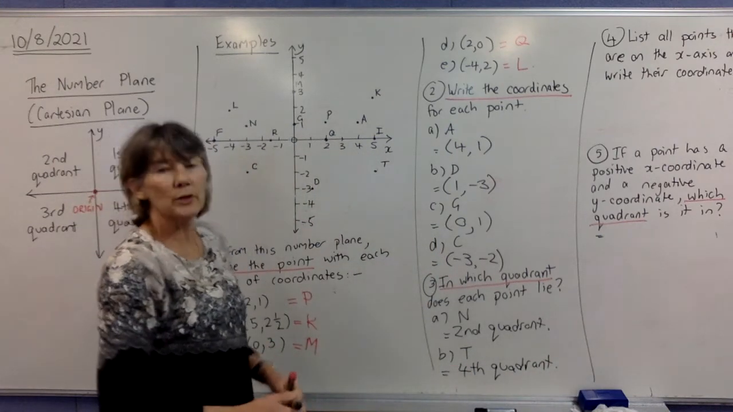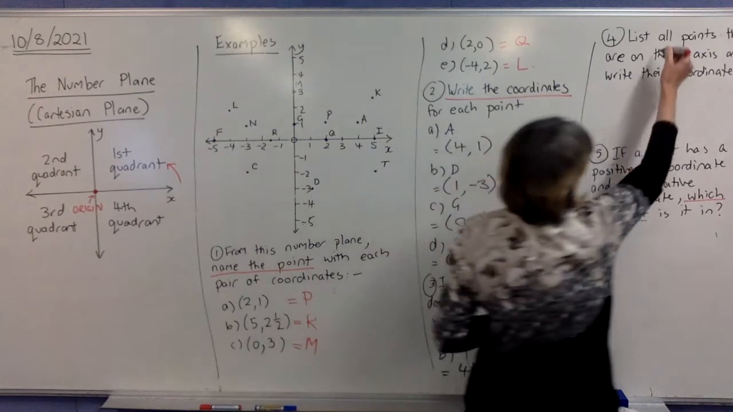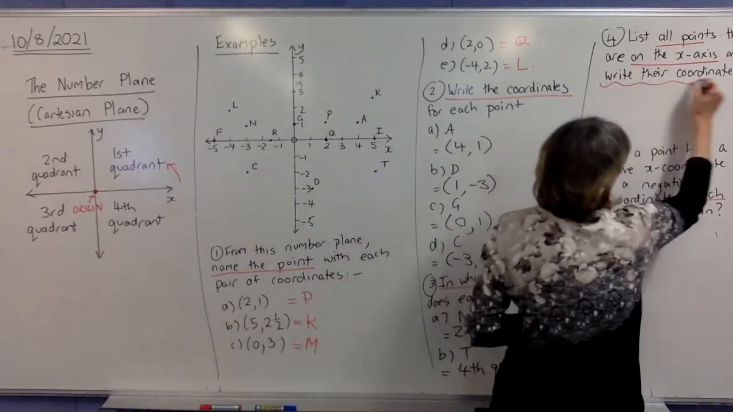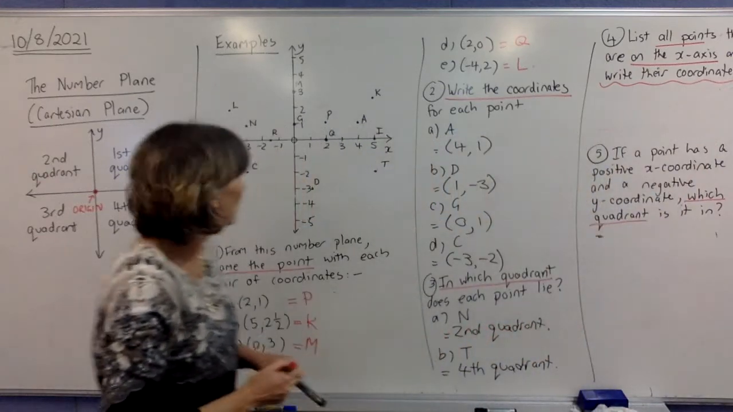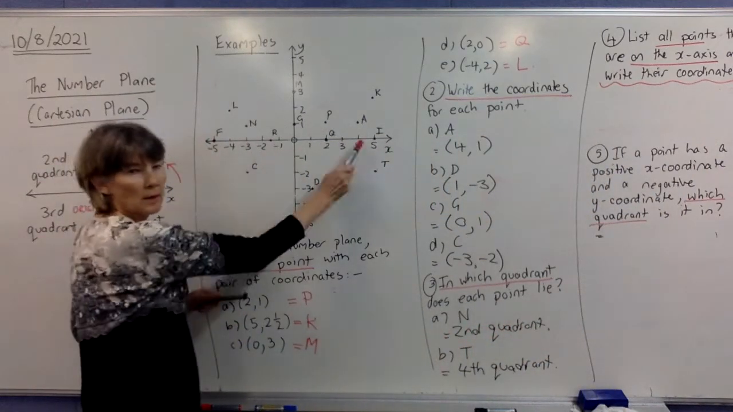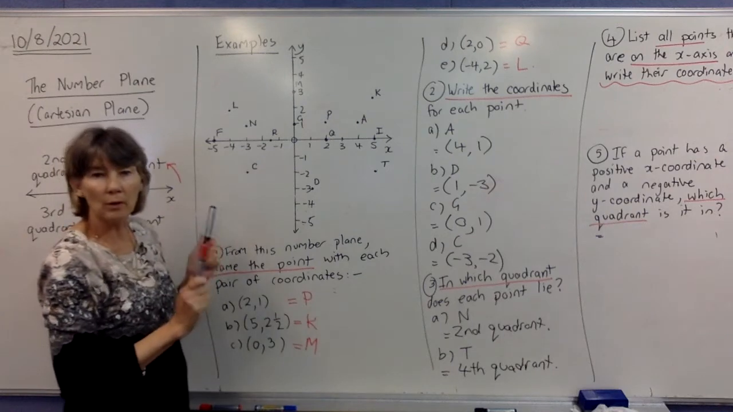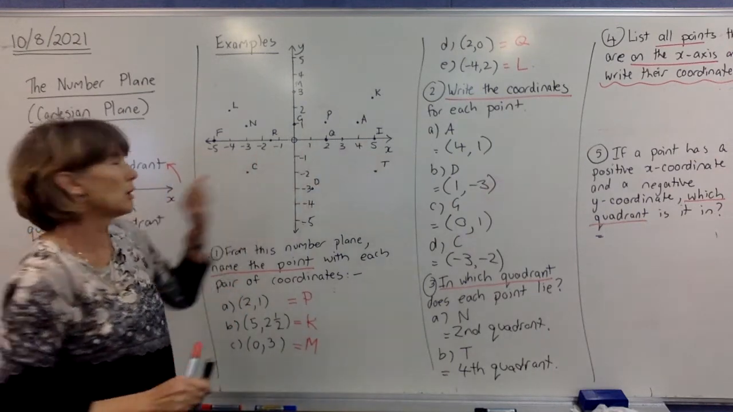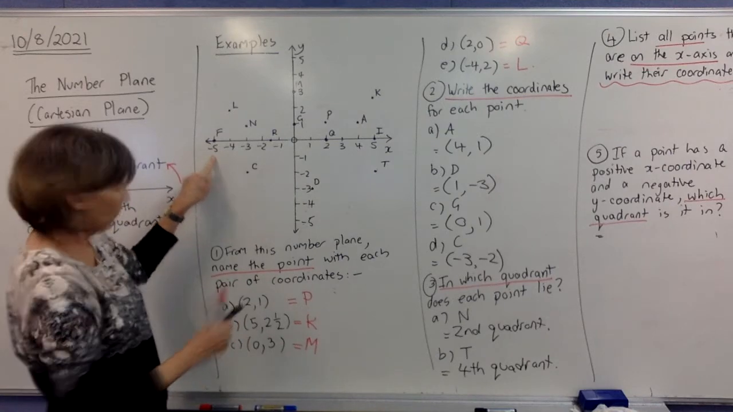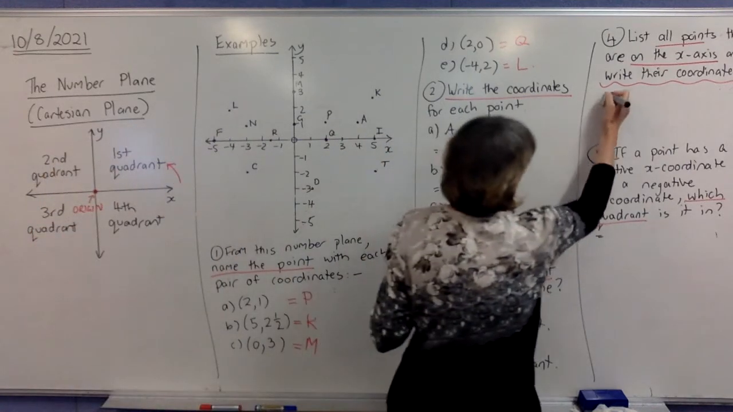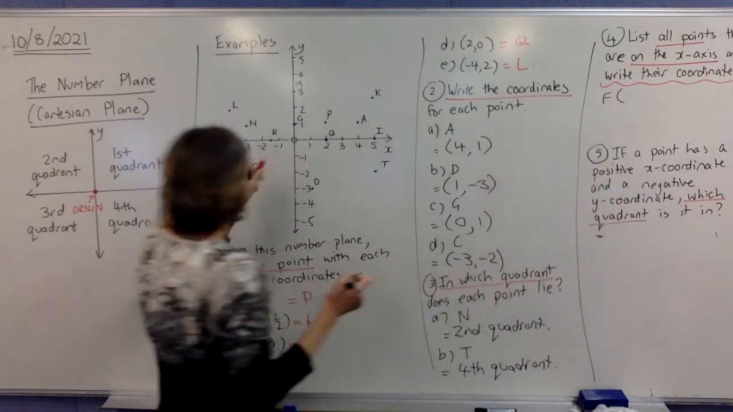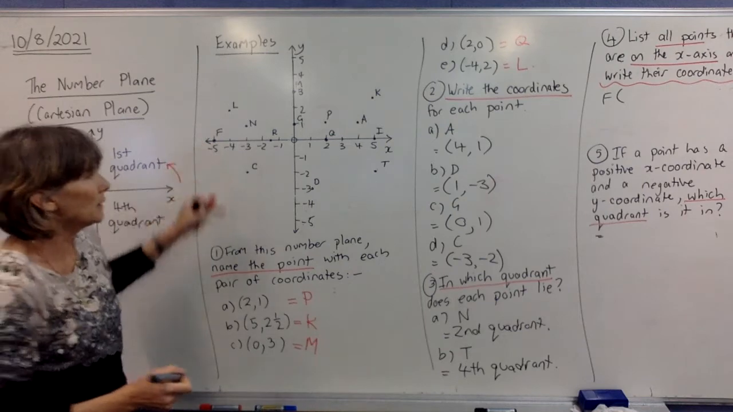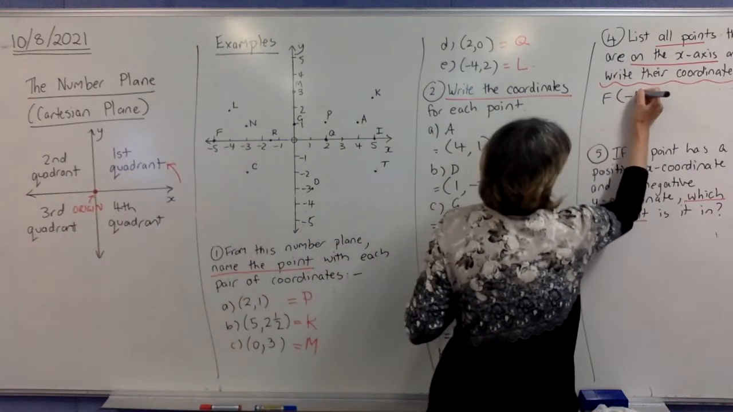Okay, now the next question says, list all the points that are on the x-axis and they want their coordinates. Okay, so here's our x-axis and we want to name every single point, all the letters and their coordinates. So we'll start from here and go this direction a long ways. So we're going F, write that one down, and we have to write its coordinates down. So that's the point minus 5, and then we don't go up or down anything. So it's minus 5, 0.